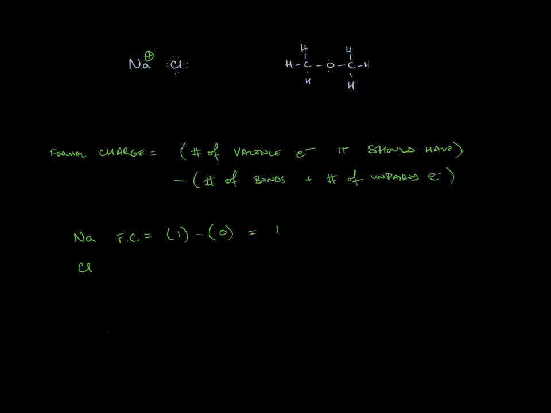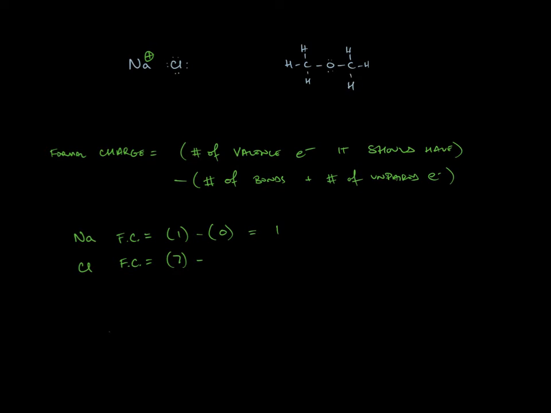For chlorine in NaCl, the formal charge is equal to the number of valence electrons it should have, which for chlorine is 7. It's a halogen. It's in column number 7. And when we subtract this out, it is making no covalent bonds. So this term right here, minus, would be 0, but it has 8 unpaired electrons around it. So you can see that there's 8 little dots unpaired around it.